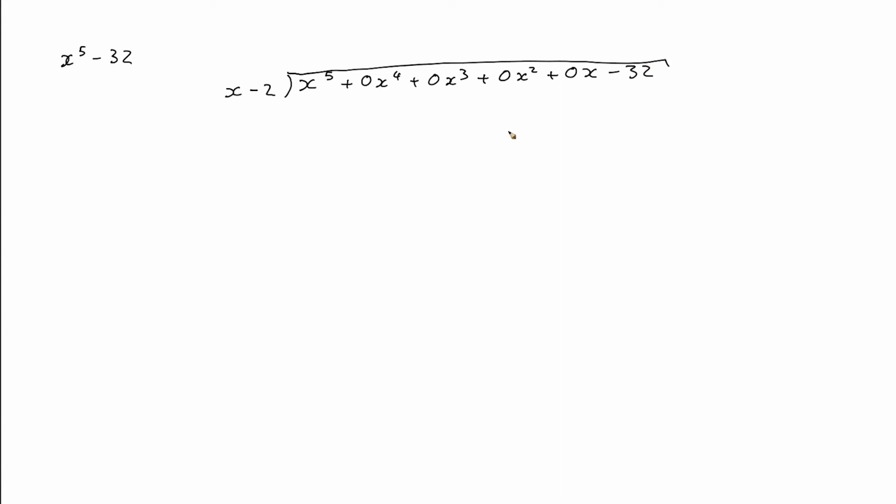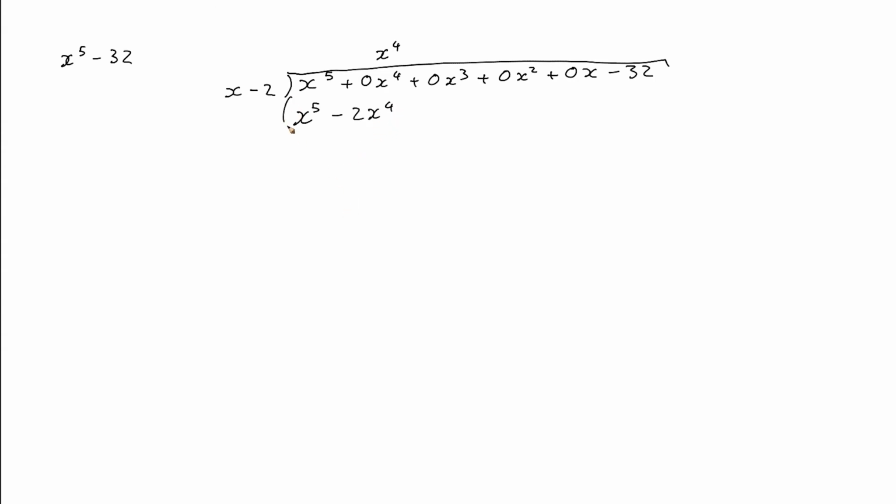So now what we want to do is find some polynomial such that if I multiply that polynomial by x minus 2, then I'm going to get x to the power of 5. Well, x to the power of 4 is a good candidate. So multiplying x to the power of 4 by x minus 2 gets me x to the power of 5 minus 2 times x to the power of 4.